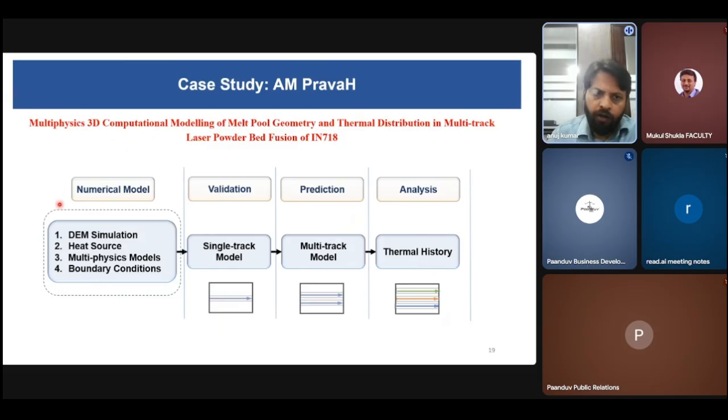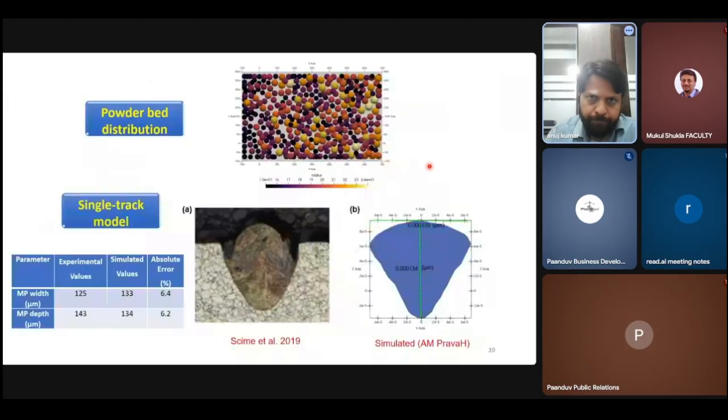You have to model your process first. You have to validate the parameters. Why is it so? Because you have to calibrate the process parameters. How are you calibrating? Because you have to attain the actual scenarios that are happening in the machine when the laser actually works on the powder. You have to predict whatever you want, and you have to analyze these results. How can you utilize these results to select or to optimize your process? That should be your idea.